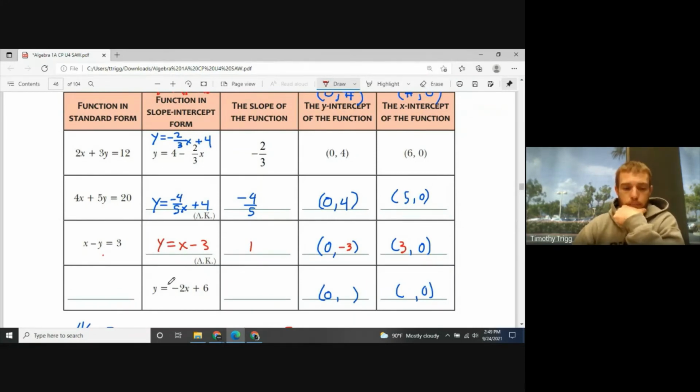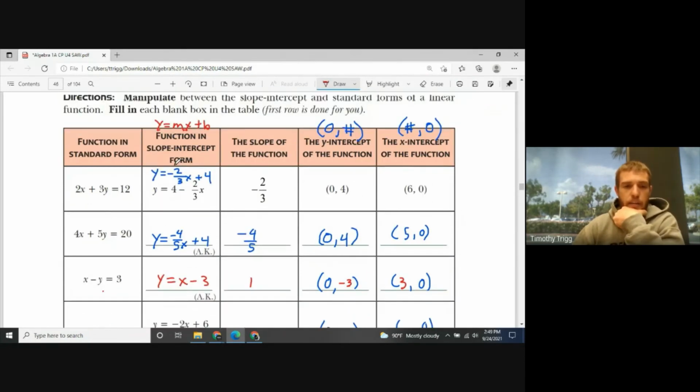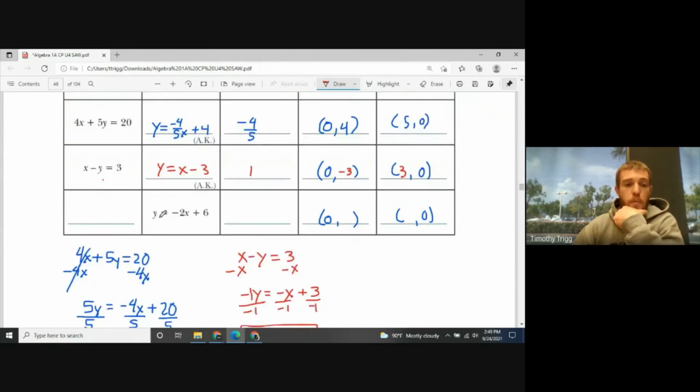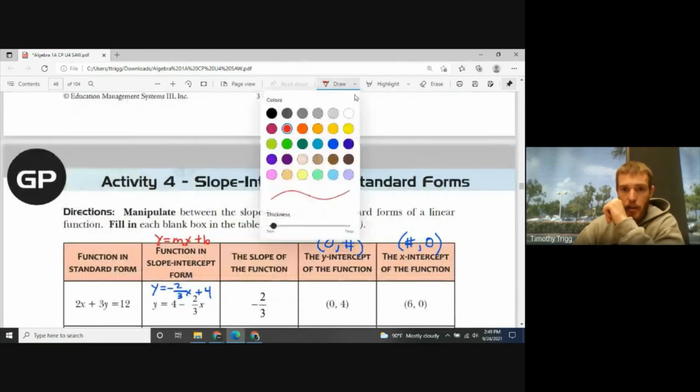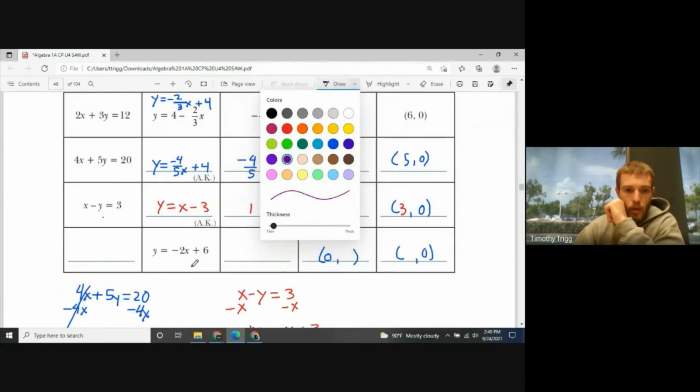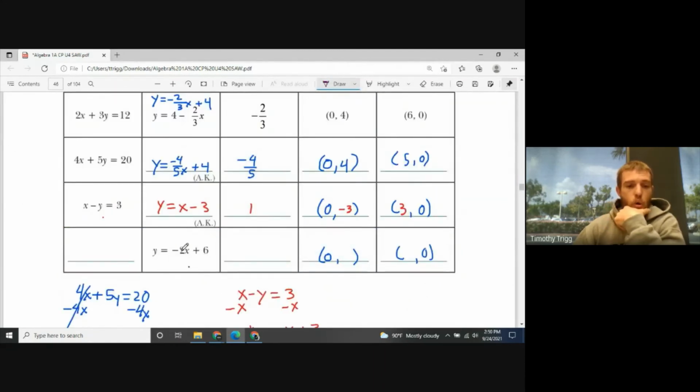Now this next one, they're giving us the function in slope-intercept form, right? y equals mx plus b. So they're already telling us. I'm going to use another color, a third color. Maybe go purple. Okay, so they're telling us the slope and the y-intercept already. So our slope is -2, and our y-intercept is 6. So (0, 6). But how do we write it in standard form?